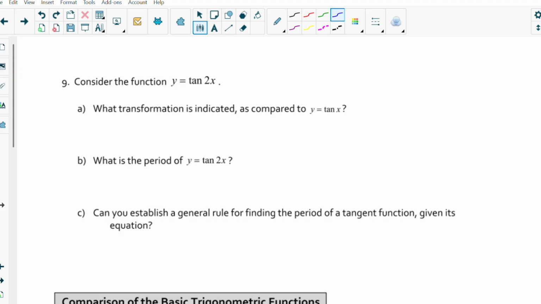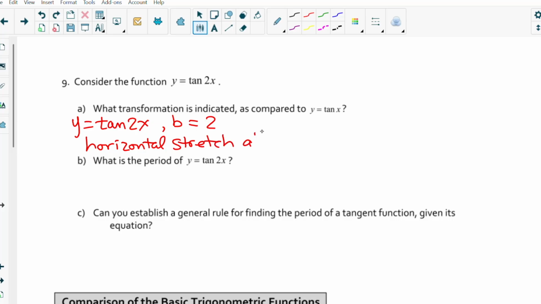Consider the function y equals tangent of 2x. What transformation is indicated as compared to y equals tangent of x? Well, y equals tangent of 2x. My b value is 2. So this is a horizontal stretch about the y-axis.